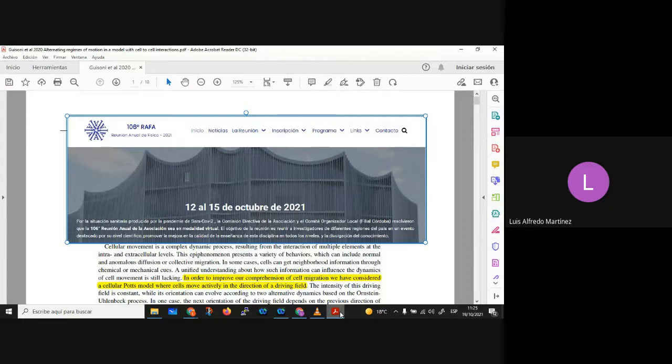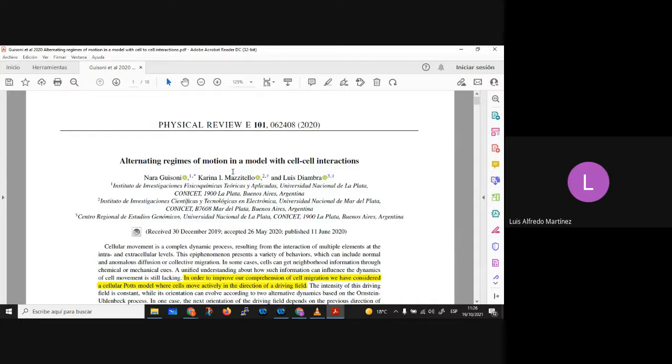Last week, I had the opportunity to attend online some talks on biological physics at the annual Congress of the Argentine Physics Society, and there I found these researchers from Conicet and Health with interesting works on cell physics. Then I will talk about her last work published in 2020. Nara Gisoni is a Conicet researcher and she works in La Plata.